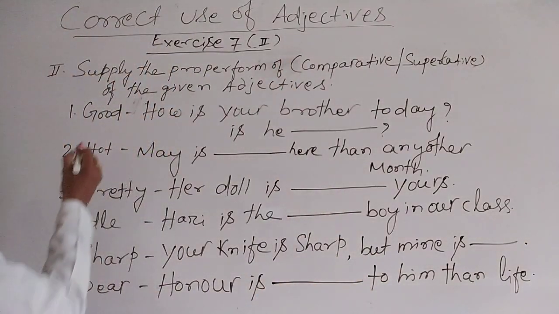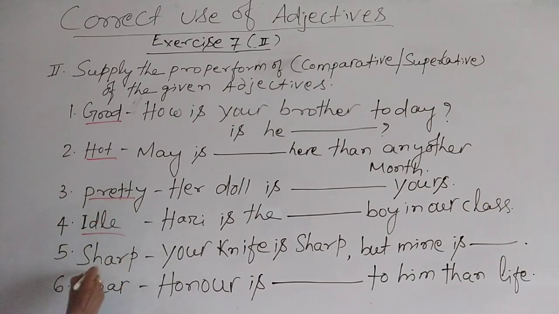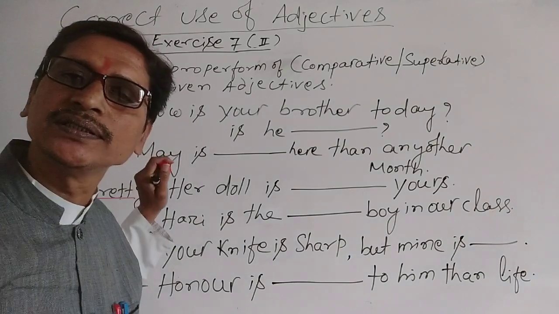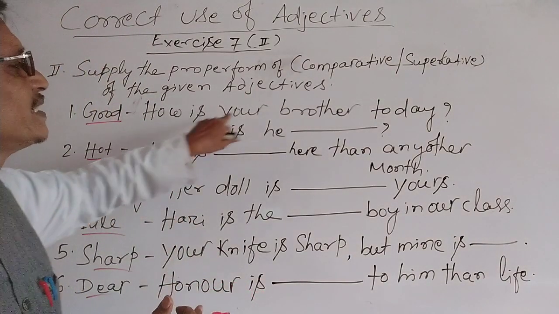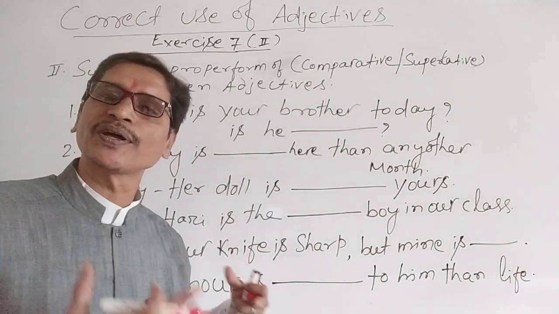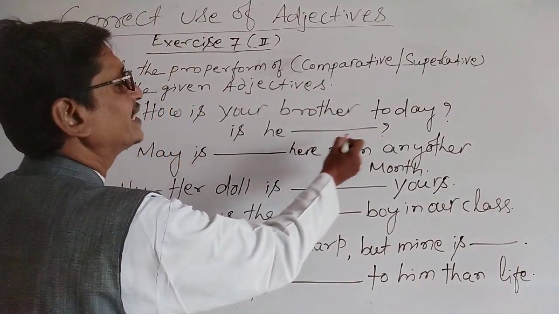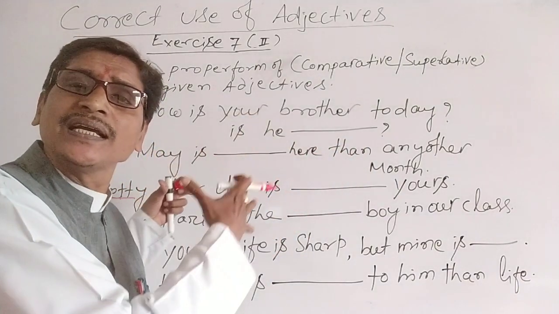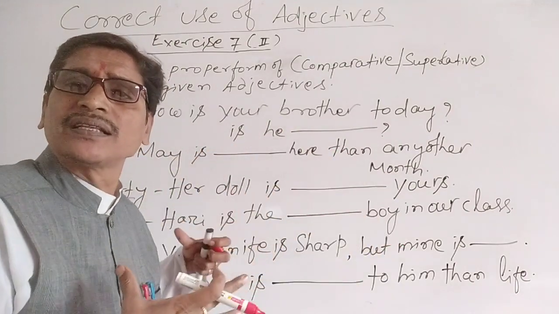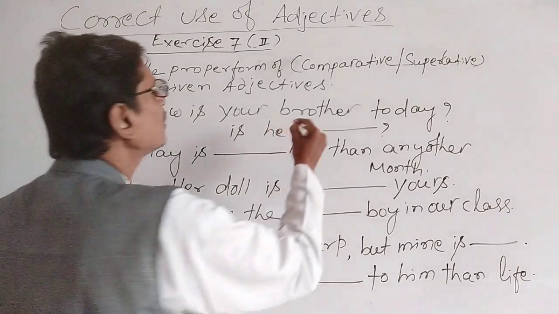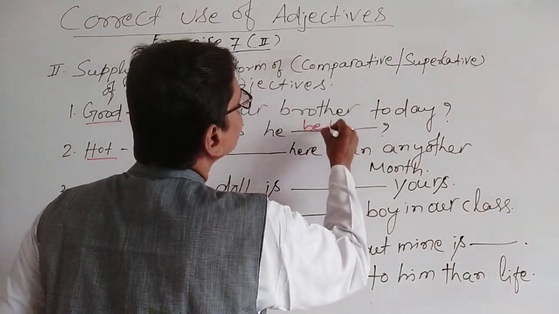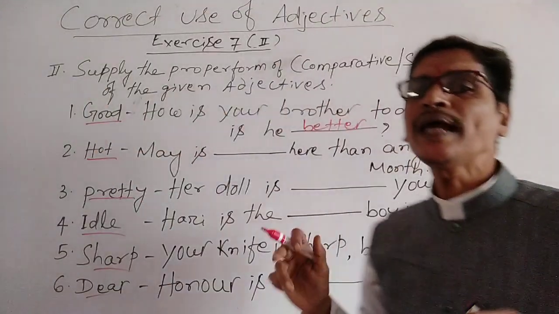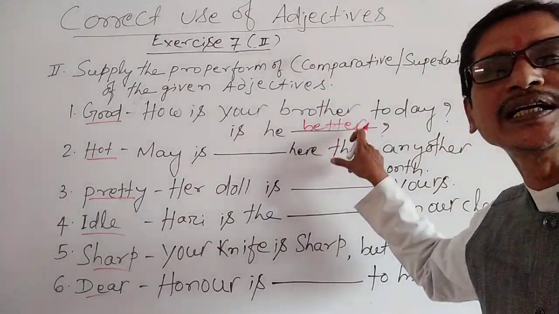We have some adjectives given over here. In the first sentence, the adjective is good. It says, how is your brother today? Is he best? We are comparing the previous day and today's health of the brother. So here, is he better? Because our adjective is good, we have used better as the comparative degree.